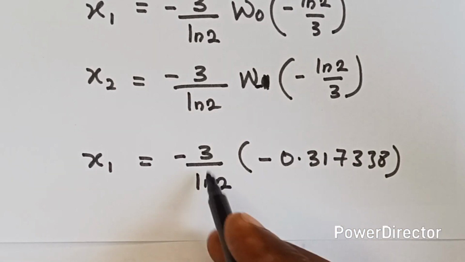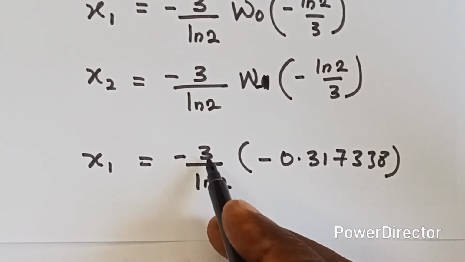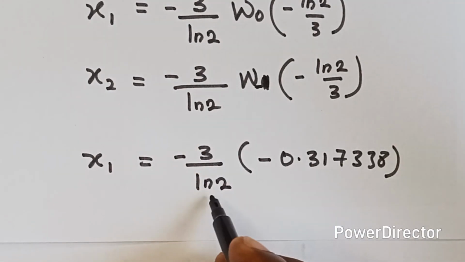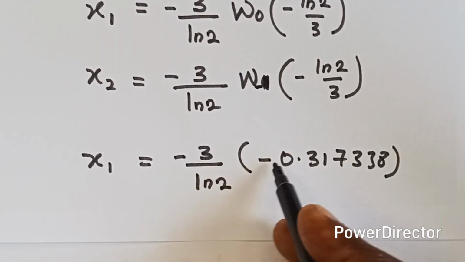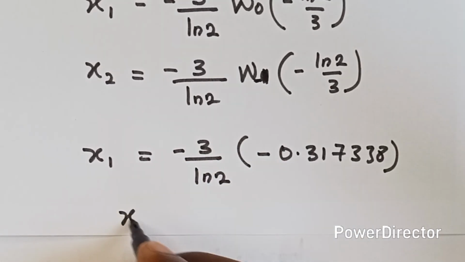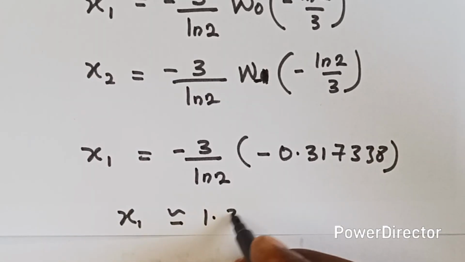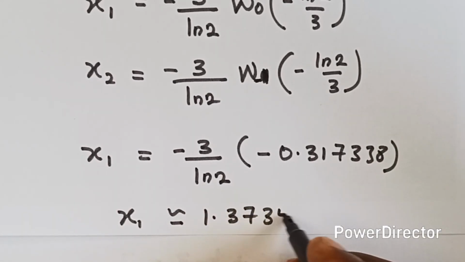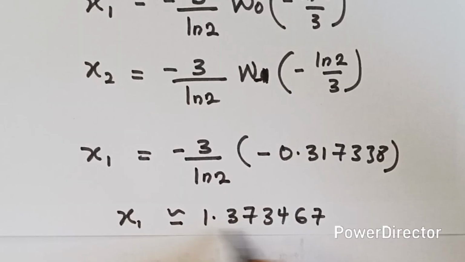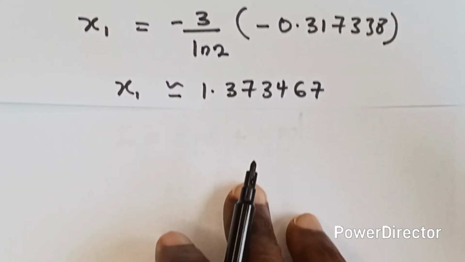Okay, and then by the time we multiply this with this, here we do ln 2, then we do 3 over ln 2 multiplied by this, it will be positive. Minus times minus will give us plus. That means that our x1 will be approximately 1.373467, okay, around that figure. That is our x1. Then let's look at our x2.